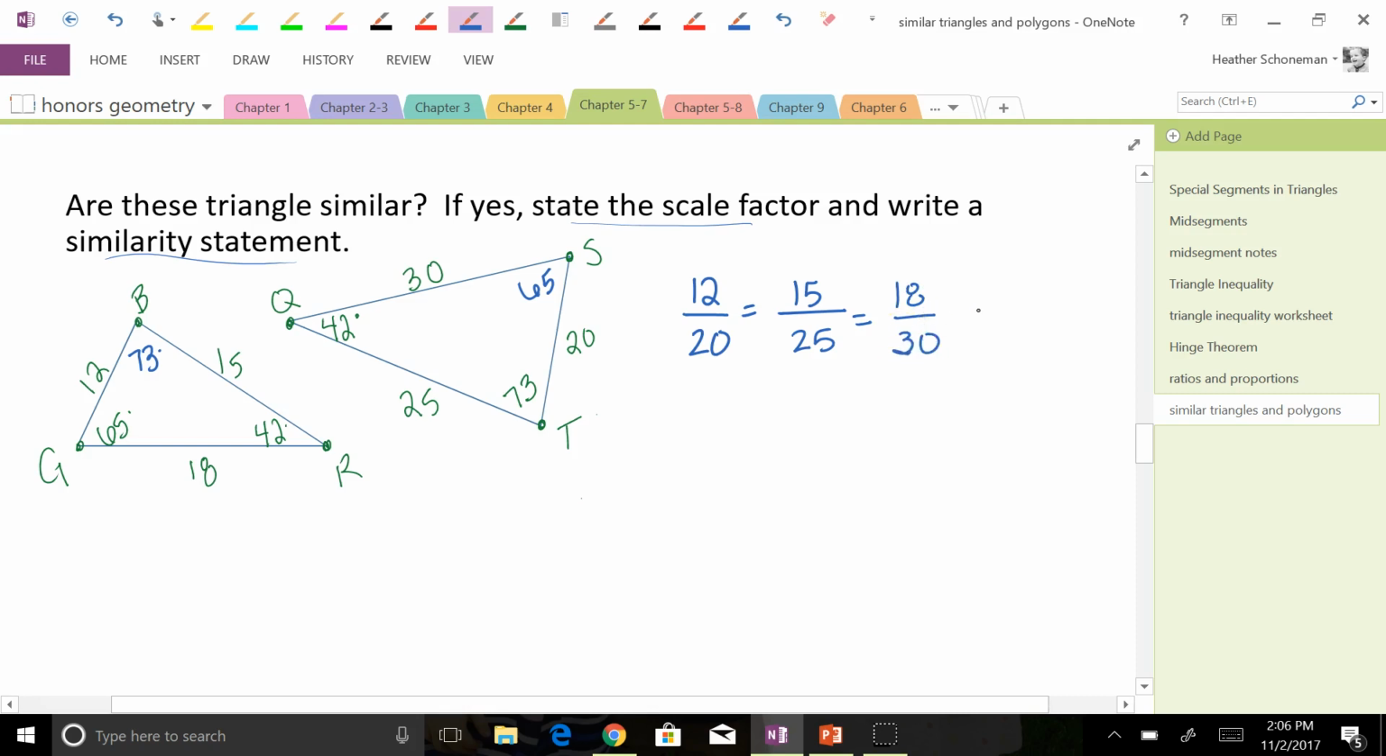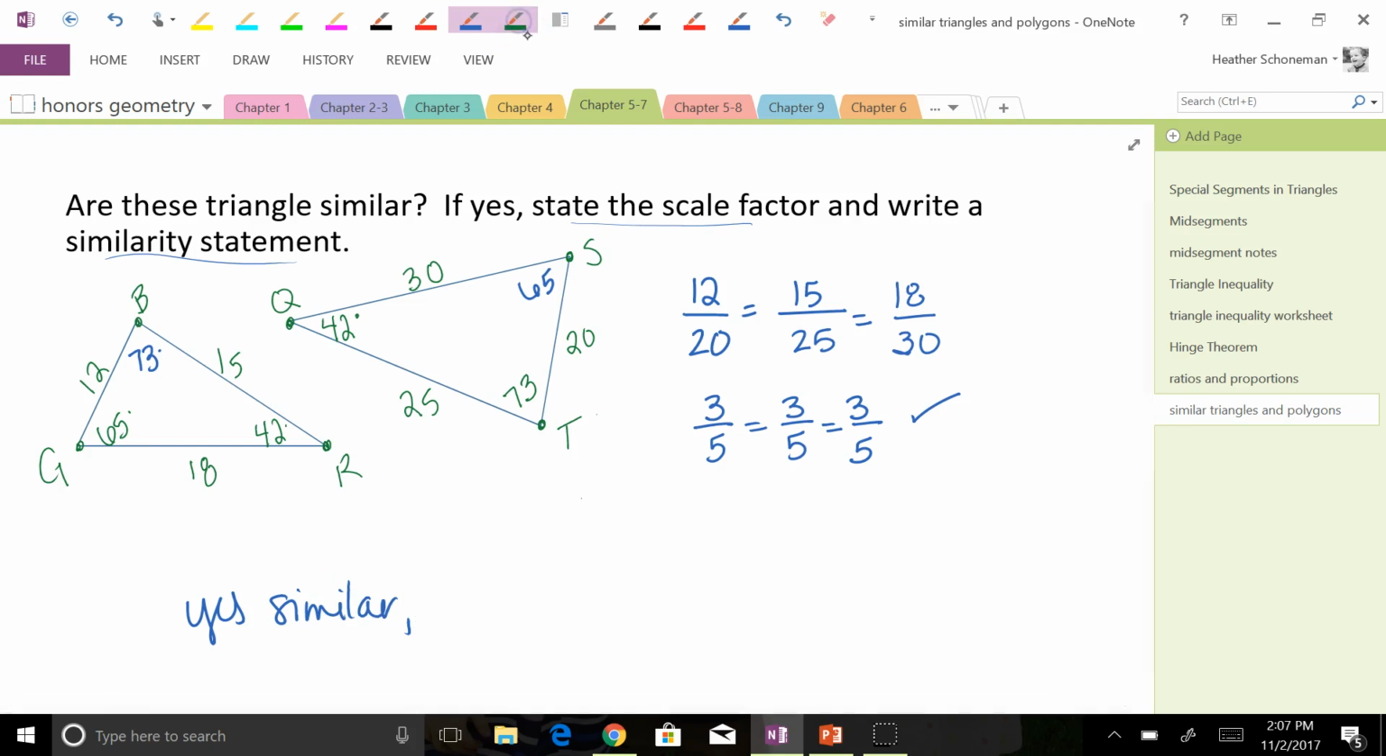All right, now, written like that, that doesn't do us any good. So we need to reduce them and see if they're equivalent fractions. We can divide both of these by 4, and that gives us 3/5. We can do 15 divided by 25, both by 5, and that also gives us 3/5. And here we do these by 6, and that gives us 3/5. So all of them are the same. So because the angles were congruent, and all the sides are in the same ratio, then yes, they are similar.